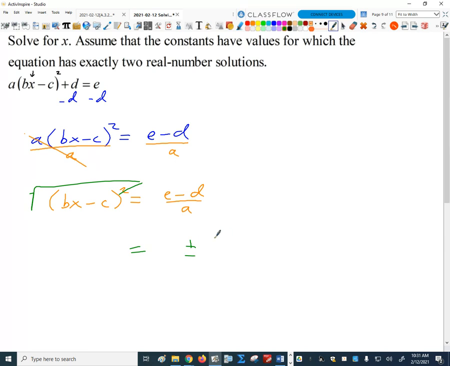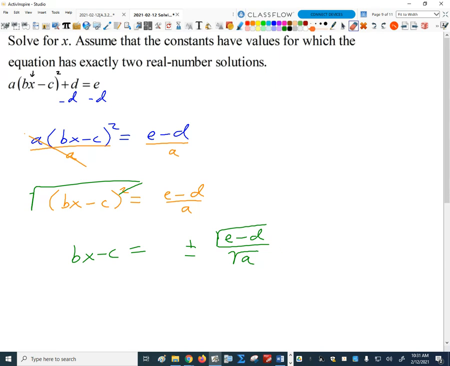And I'm just going to get the square root of that whole thing, which I could break up into the square root of e minus d over the square root of a. And over here, I just get bx minus c. And I already included the plus or minus, right? We already got the plus or minus there. Okay, but there's something we can do here. Something doesn't look quite right about that.